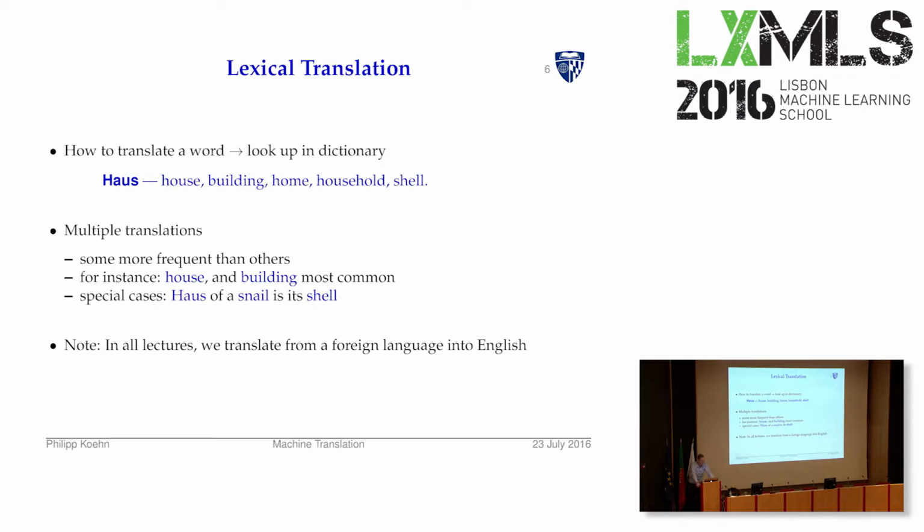Where do we get the translations for words from? We could just look them up in a dictionary. If I look up the German word "Haus" in a dictionary, it's going to tell me that there are five different translations for it: house, building, home, household, shell. Dictionaries also tend to list words by frequency, so the most frequent translation is house, the second most frequent is building. In this case, shell is a very, very obscure translation of house. It's really just used for the shell where a snail lives in. In German, that's called the house. So in German, the snail carries its house around with it.